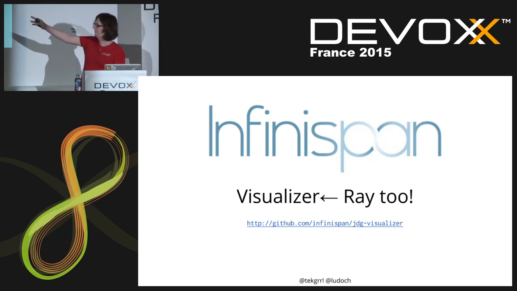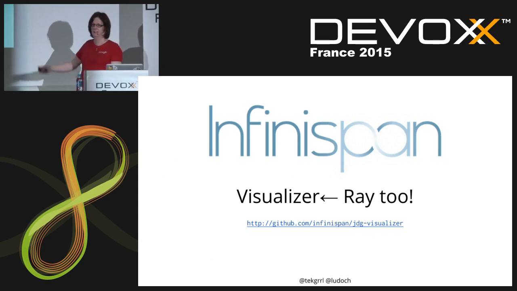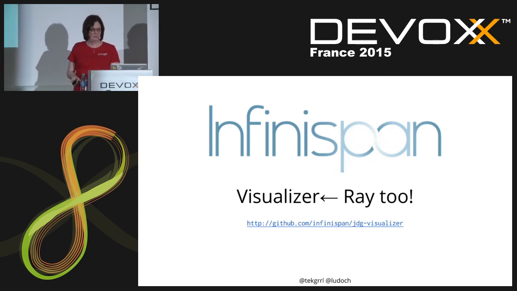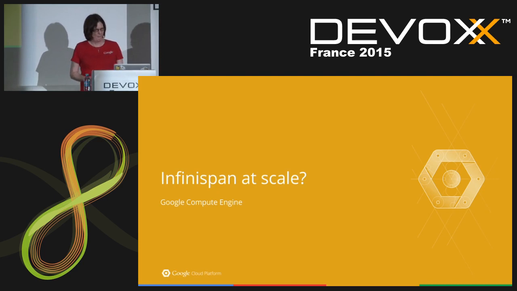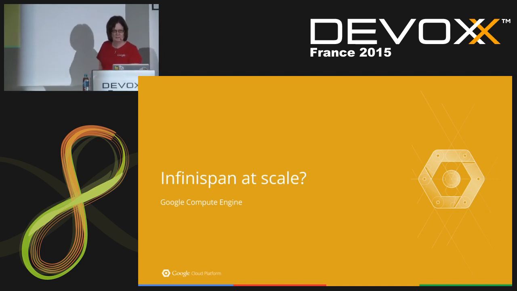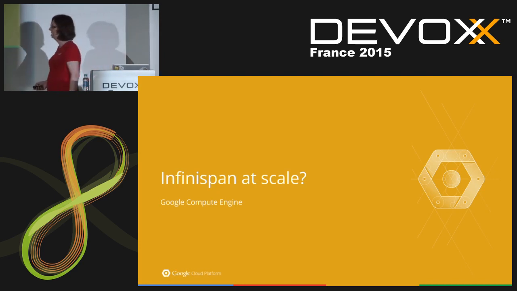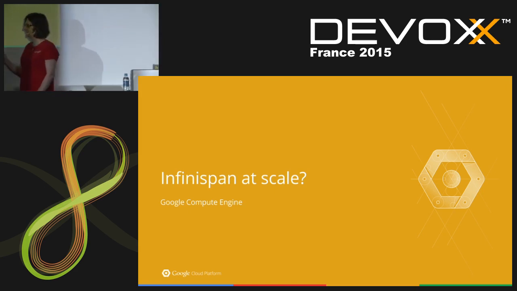Unfortunately, the GitHub repository isn't public, it's still private currently. We'll make sure that gets fixed. So when you get these slides, you'll be able to click on that and go and see the visualizer. And we'll show you the visualizer running shortly. So now we're going to talk about Infinispan at scale, and Ludo is going to introduce Compute Engine.